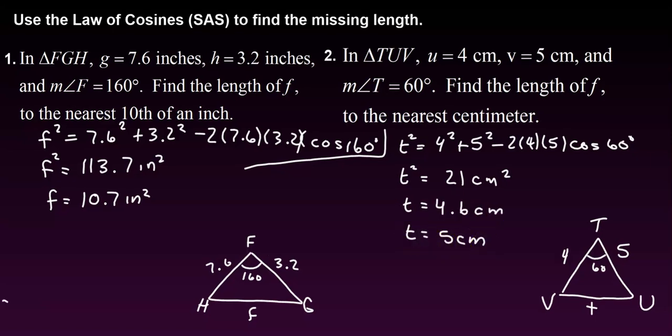Alright, so hopefully you drew your little picture. You can see that 4 and 5 create the angle for t, and that makes 60. And so then we plug it in and find that t squared is equal to 21 centimeters squared. We square root, we get 4.6 centimeters, and then of course it says round to the nearest centimeter, so we round it up to 5 centimeters. And with that, that's how you use the law of cosines to find a missing length. Stay tuned to see how we use the law of cosines to find a missing angle.